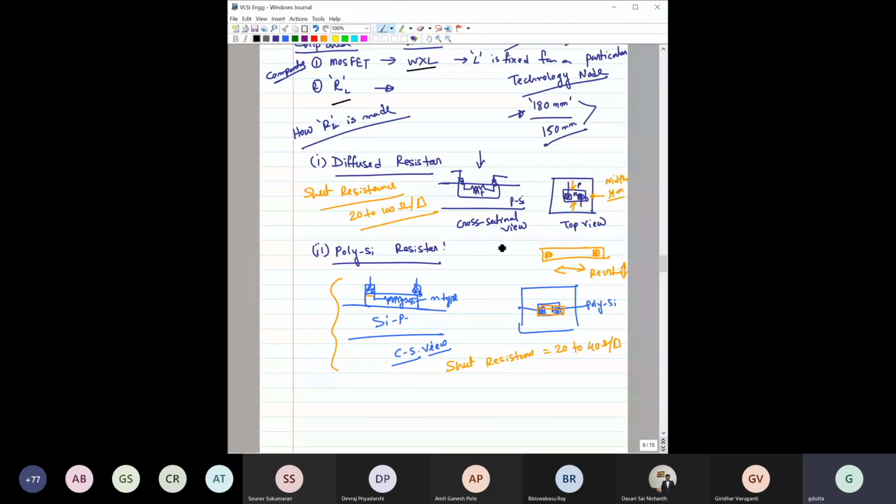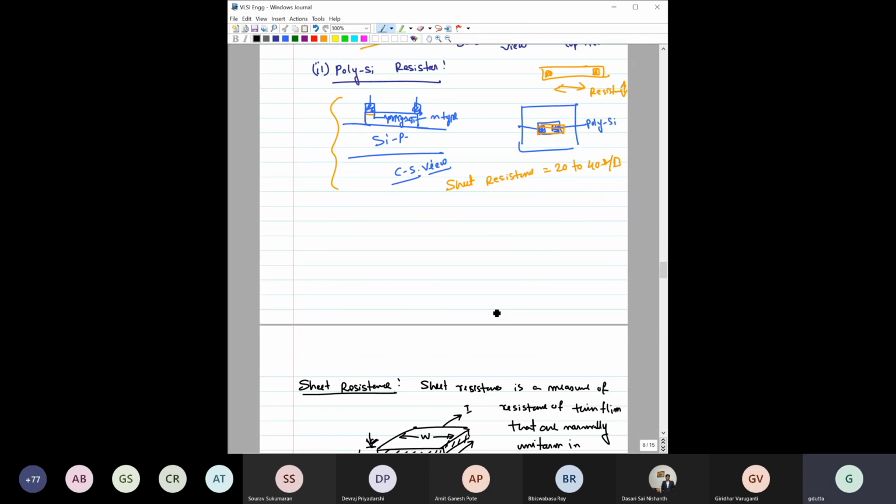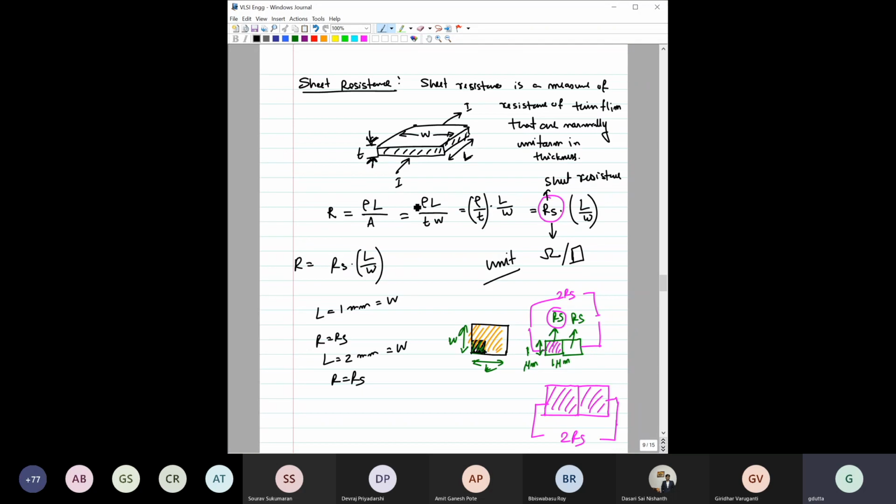These things are important. Here we introduced one term, which is called the sheet resistance. We also mentioned the typical value of this sheet resistance if you are making this resistor by a diffused resistor or polysilicon resistor. This is everything that we did in the last class. Now, to discuss what this sheet resistance is, we started our discussion from here. Sheet resistance is basically the resistance of a very thin film.